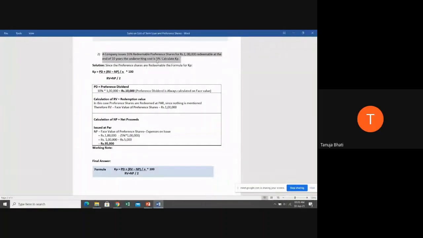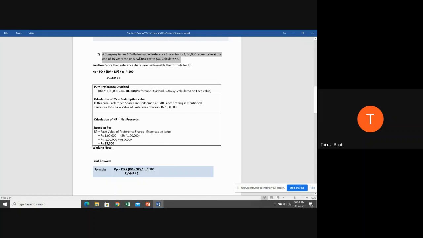10%. Okay. Next, what is N, that is the number of periods for which the preference shares are issued? 10 years. Okay. What is the expenses on issue? Is any expense on issue given? Yes, ma'am. So it is 5%. And this 10% dividend, it is always calculated on what? Face value of shares. On the face value.